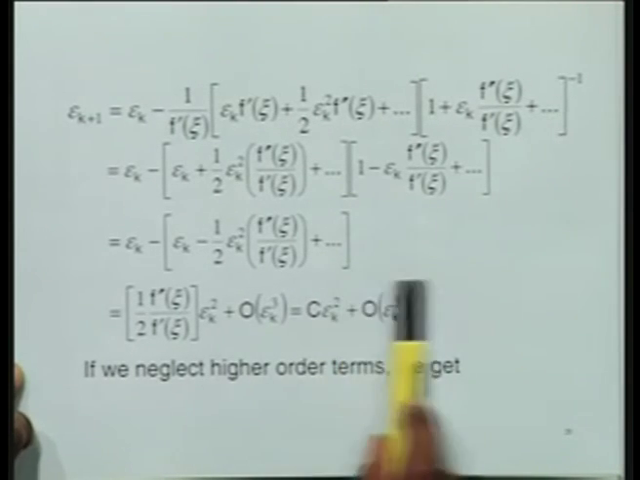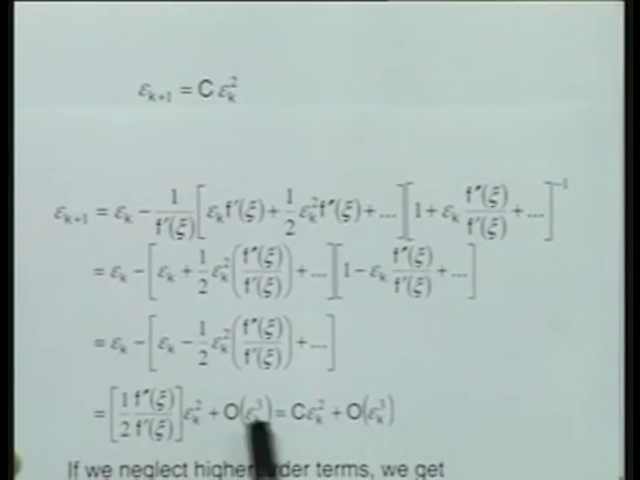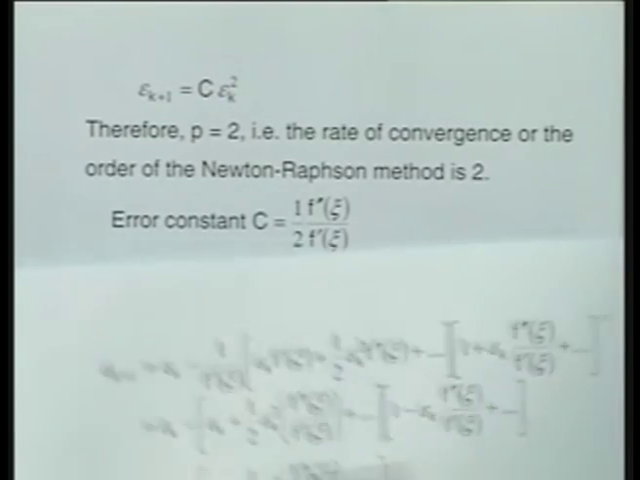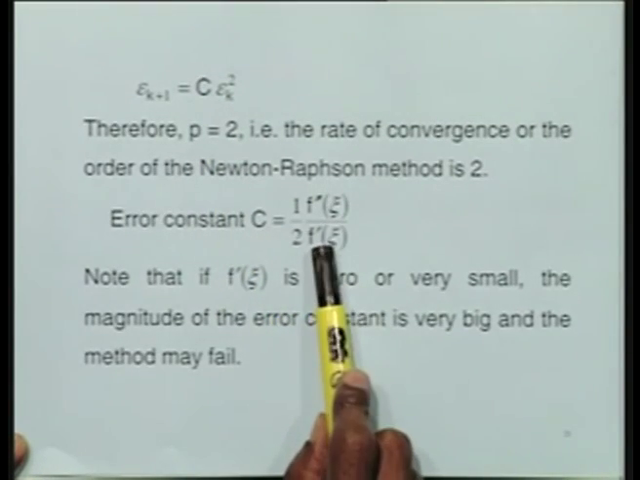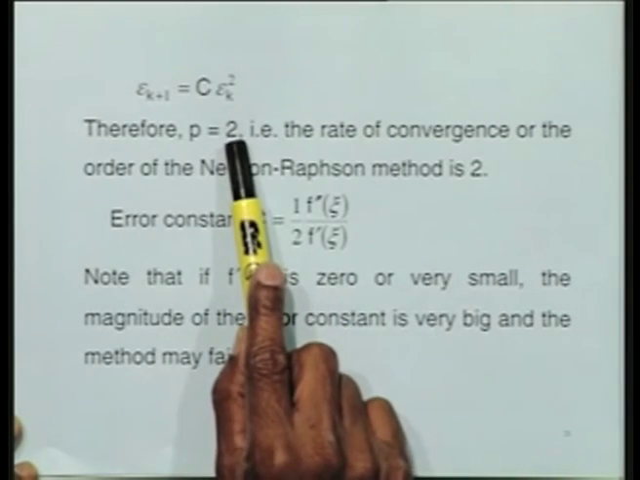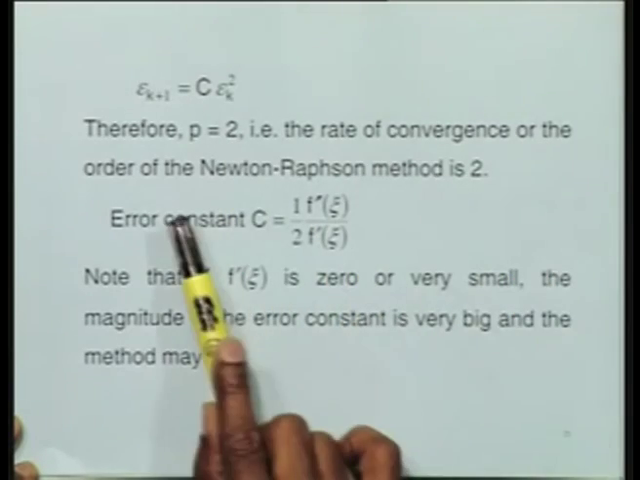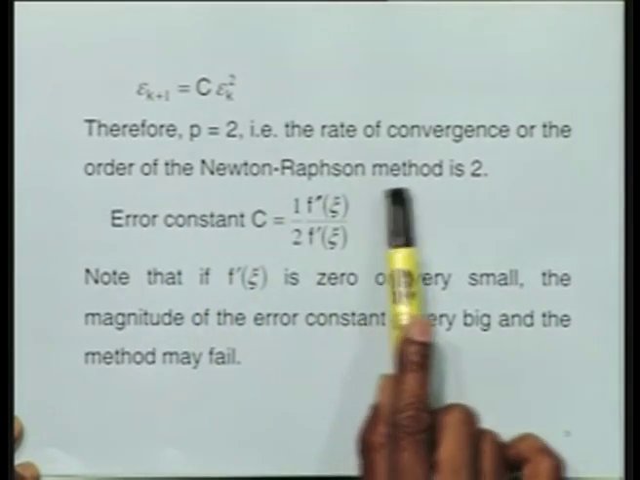If I now neglect these higher order terms, we are justified in neglecting them because epsilon k is a very small quantity. So order of epsilon k cubed is much smaller than order of epsilon k square. Therefore if you neglect the higher order terms, what I get here is epsilon k plus 1 is equal to c epsilon k square, where this constant c is half f double dash by f dash xi. Therefore we have proved that p is equal to 2, and that is the rate of convergence, or the order, of the Newton-Raphson method is 2.